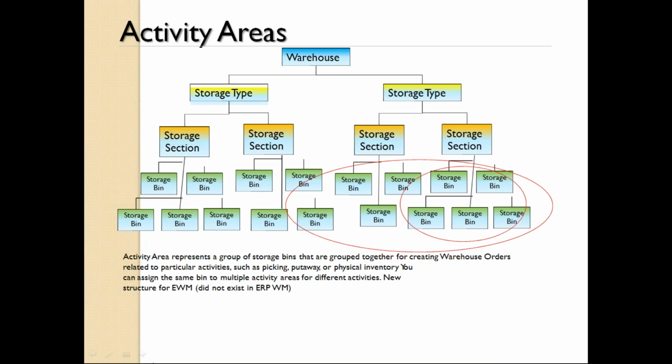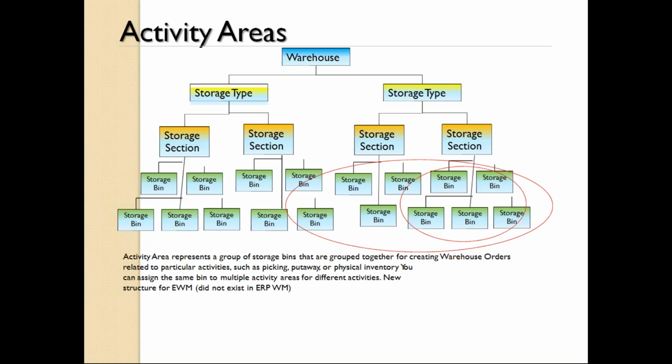Let's say, for example, this grouping is irrelevant to your storage type and storage section. You can group any storage type bins together. When we do a goods receipt, our put away is done into this set of bins. You want this group of bins to be considered as one during put away, and another group of bins to be considered as one during picking. For example, when you are doing a put away, you want the system to only put away into these 5 bins, and then when you pick, you want the system to search in these 5 bins, these 10 bins, or whatever.